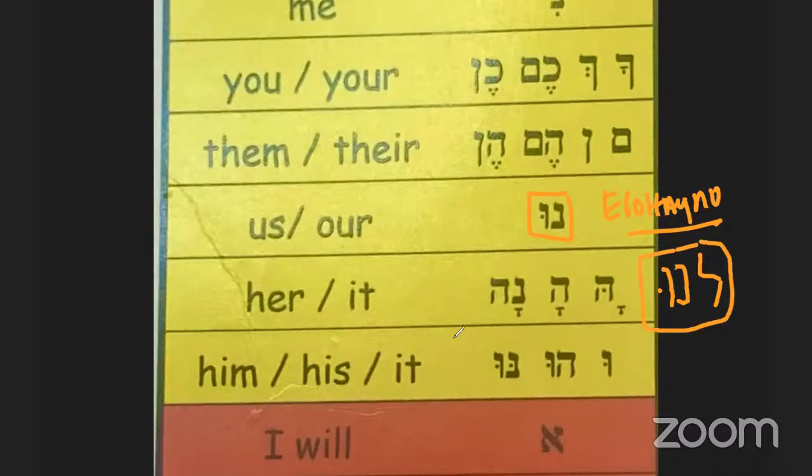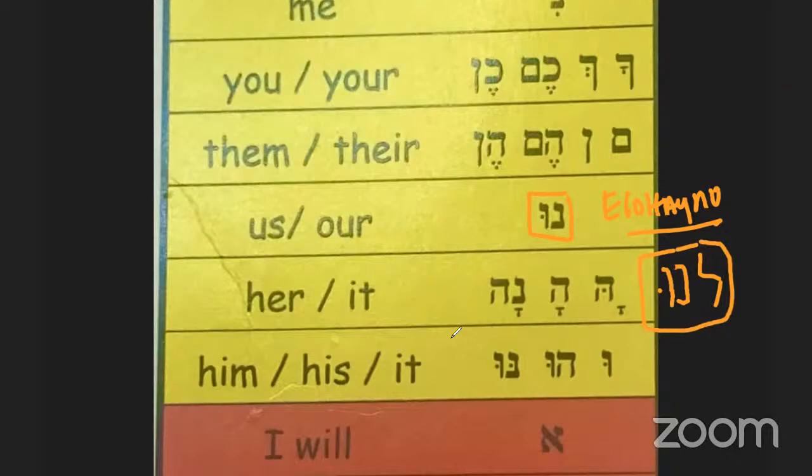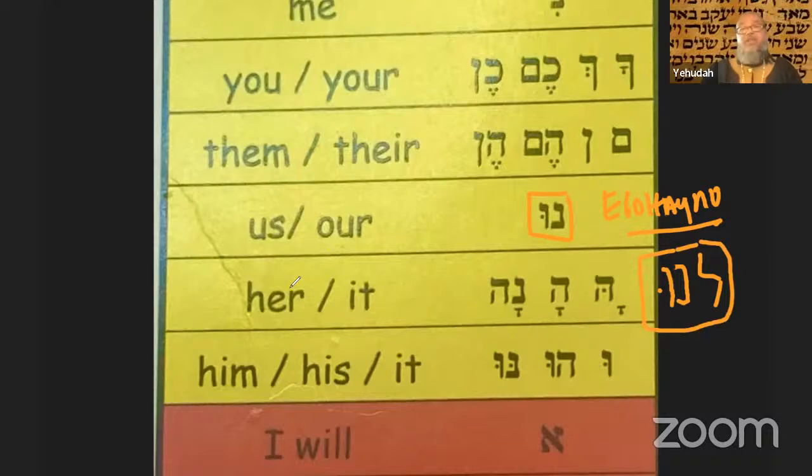To us, absolutely. Eloheinu, our Elohim. Malkeinu. Malke is a king. Malkeinu, our King. See, so you can hear it depending on how it's being used. It could be our or to us, depending if you have a preposition in front of it.